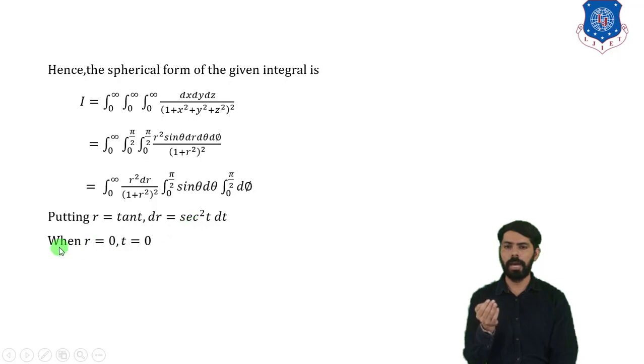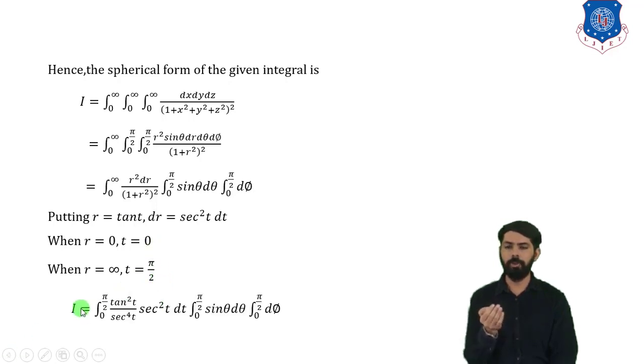Now, when r is 0, then t is 0, because if we put r equal to 0 here, then tan t is 0, therefore t is 0. And when r is infinite, then t is pi by 2, because if we put r equal to infinite, then here tan t is equal to infinite, therefore t is equal to pi by 2. Therefore, new limits will be from 0 to pi by 2.